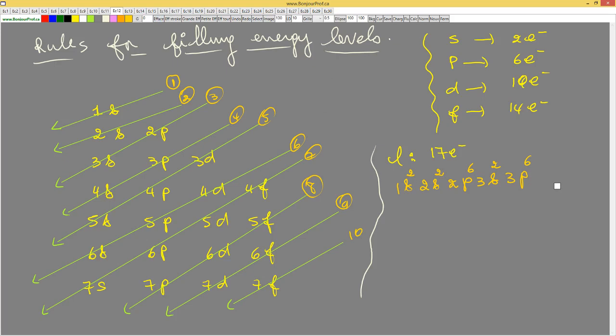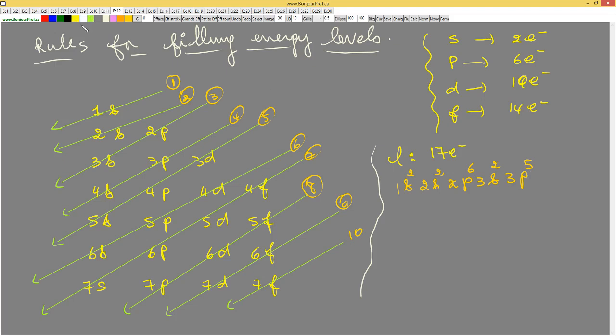So I'm not going to put it here because I finish it here, but I can't put 6 here because it will be 18. I have only 17. So what do I have to put? I have to put 5 because p can hold 6, but only 5 are left to put. So I'm going to put them on the p. So I'm going to make a calculation again. 2 plus 2, it is 4, 10, 12, and I have 5. It is 17. This is the chlorine diagram.